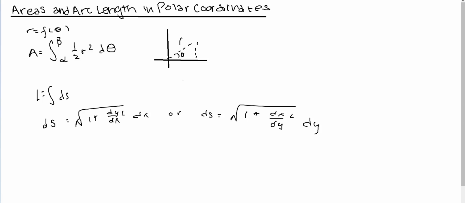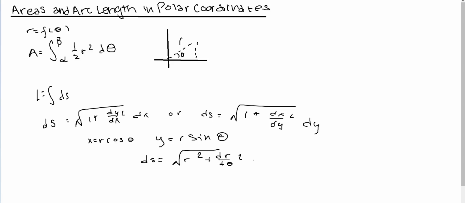So we know that x is equal to r cosine theta, and we know that y is equal to r sine theta. So what we want to do is find a way to substitute in arc length using these methods. There is a large proof that is available on the website, but what it comes down to is ds is equal to the square root of r squared plus dr d theta squared d theta.